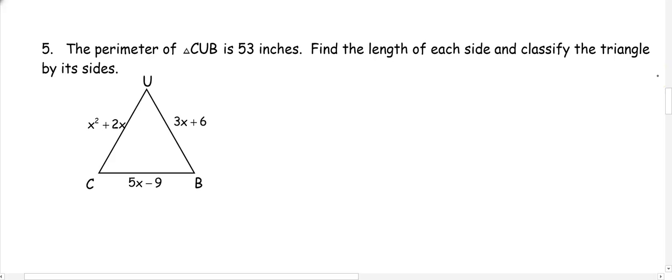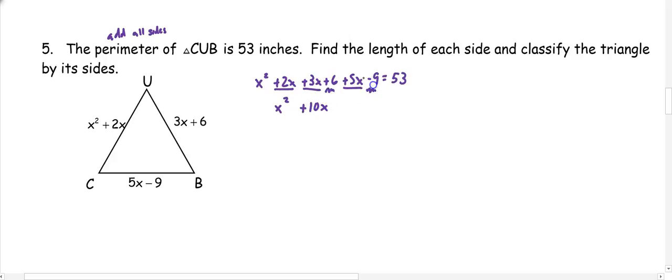So number 5, the perimeter of triangle CUB is 53 inches. Find the length of each side and classify the triangle by its side. So remember that in order to find perimeter, you add all the sides together. So we have x squared plus 2x plus 3x plus 6 plus 5x minus 9 is equal to 53. When I combine like terms, I get x squared. I add my x's, so 2 plus 3 plus 5 is 10x. I combine my numbers. 6 minus 9 is 3, is equal to 53.